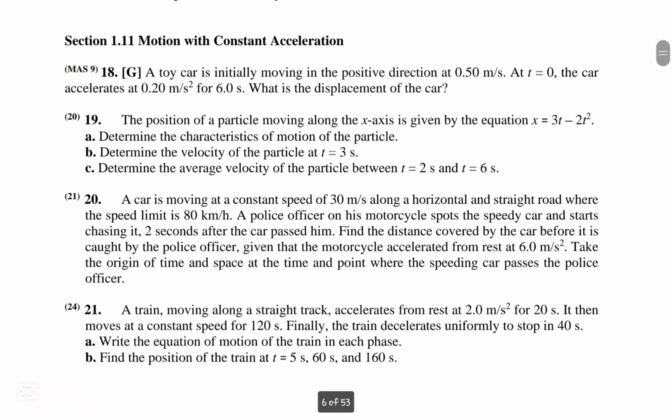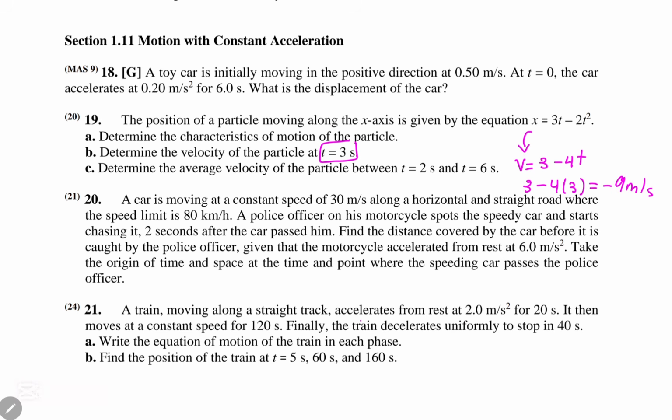Part B, what does it say? It says determine the velocity at time equal 3 seconds. So it's the velocity at a specific instant. So we need to derive in order to get the velocity. So let's derive this equation. It's going to turn into v equals 3 minus 4t. So now we need to substitute the time as 3 seconds. So it's going to be 3 minus 4 times 3, which is minus 9 meters per second.